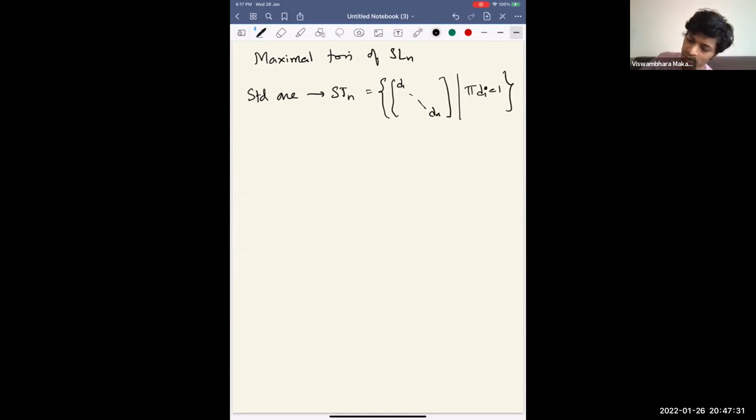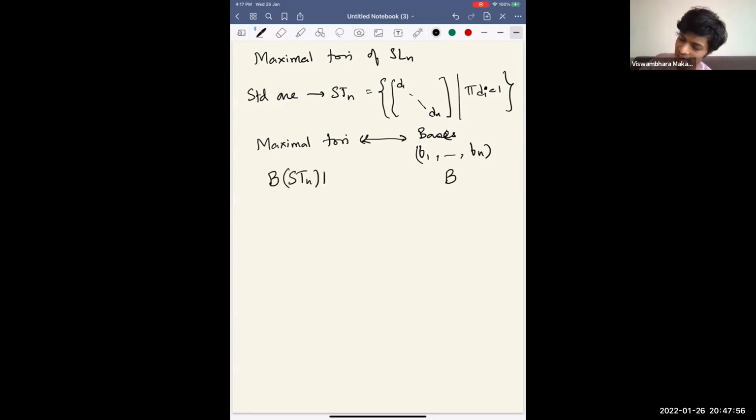And any other maximal torus is basically dependent upon bases. So maximal tori are in bijection with bases. A basis might look like b_1 to b_n. I did it for SL_N now, but yeah. You can put this down in terms of a matrix B, and you can look at the subgroup, which is the standard maximal torus conjugated by B.